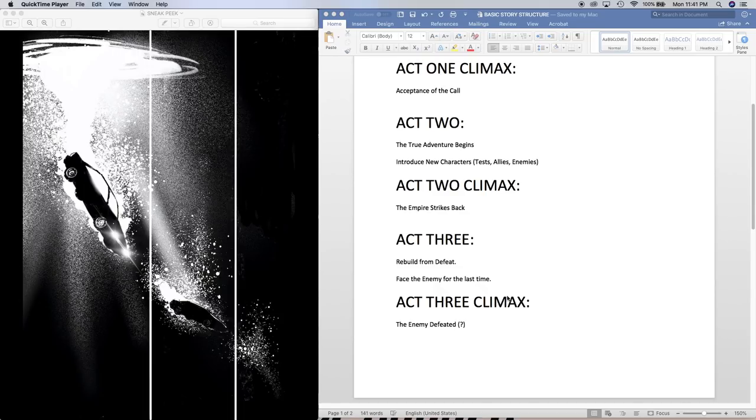You know, the closing arguments are made, the protagonist wins the court case, the Death Star blows up, Brody's able to kill the shark, all that's a Jaws reference. All that stuff gets resolved in the Act 3 climax. And I put a question mark there, because in a tragedy, the enemy usually isn't defeated. Usually in a tragedy, the enemy wins. And that's a little bit of a trickier thing.